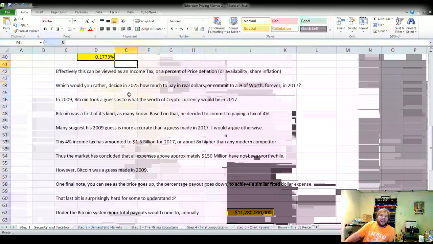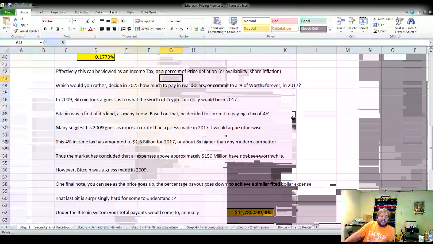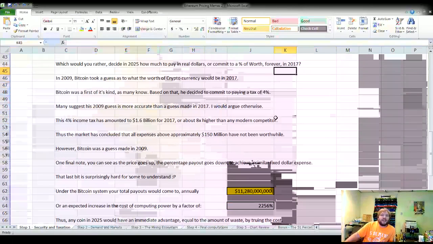Effectively, this can be viewed as an income tax, or as a percent of price deflation, or availability, or share inflation. Which would you rather decide? In 2025, how much to pay in real dollars, or to commit to a percent of worth forever in 2017? You'd rather wait till 2025. Yeah, but what he's saying is he's arguing now.